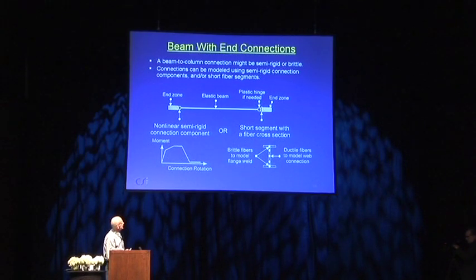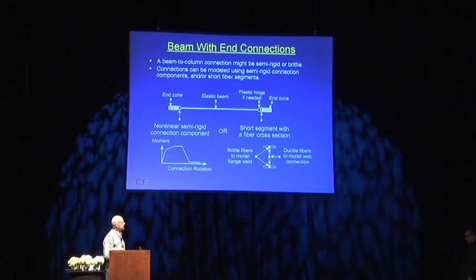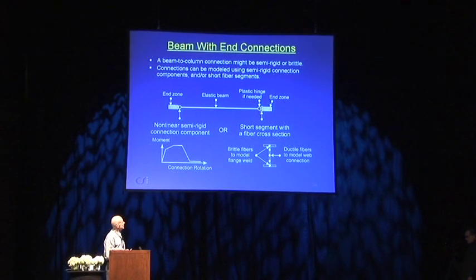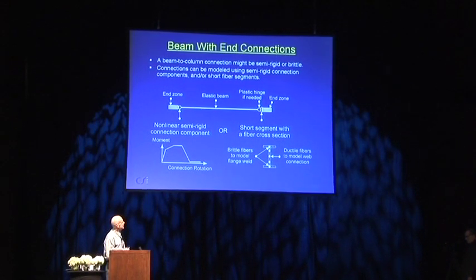An alternative would be to put in a short element, and this would be for the fracturing cross-section, a very short, say 1-inch long plastic zone with fibers which model brittle fibers for the flanges and ductile fibers for the web. I'll give an illustration of this in just a moment. And you might, in addition, also put in a plastic hinge if you like. So you can do that. You can mix and match these components in different ways depending on what you think is necessary.